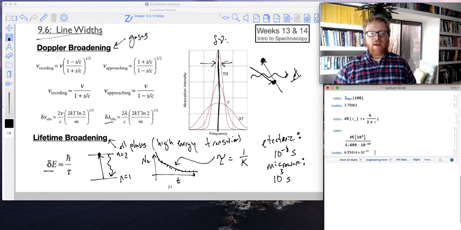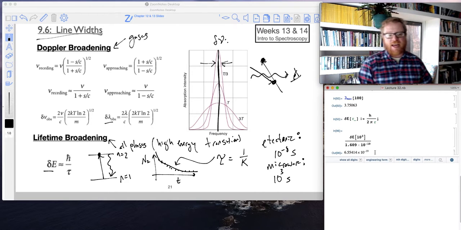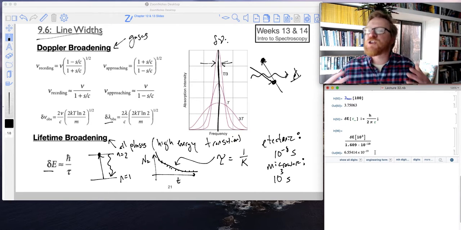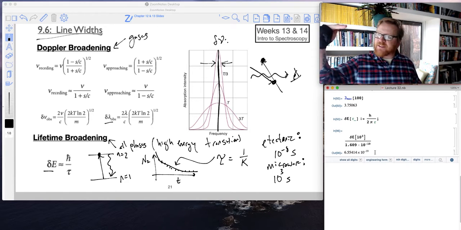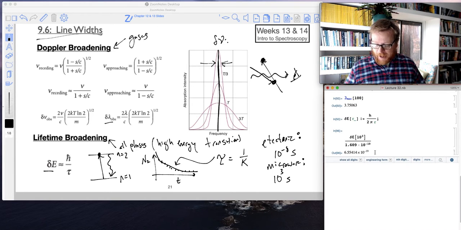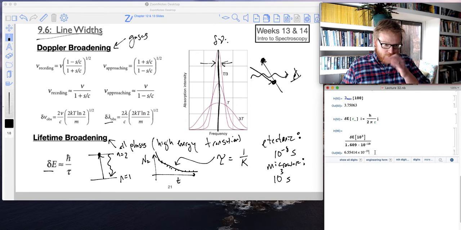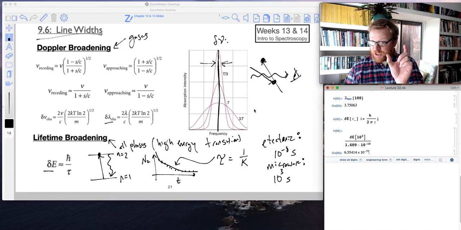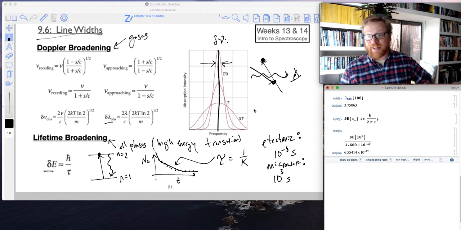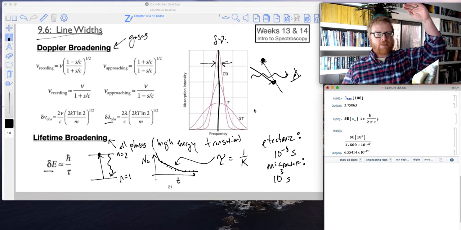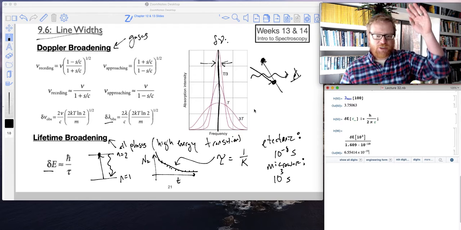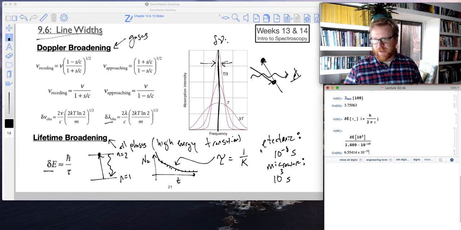What's going on here is the longer a state spends in that lifetime, the more certain we are that it's in that state, and it stays there for a long time. So there's less uncertainty about where its position occurs on the energy scale. But the faster something is, the more chaotic it is, the more it goes through excitations and emissions, and excitations and emissions, the bigger the width that we have.